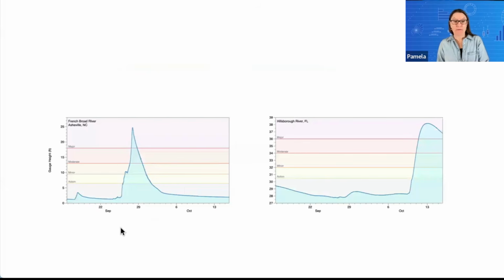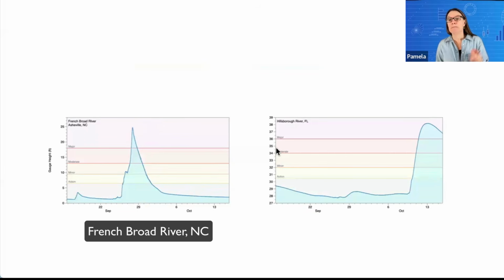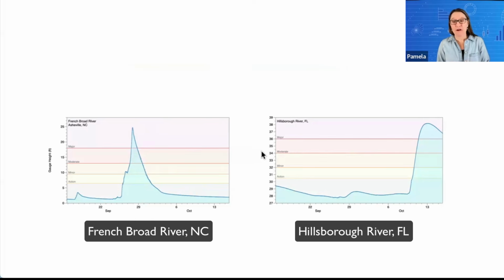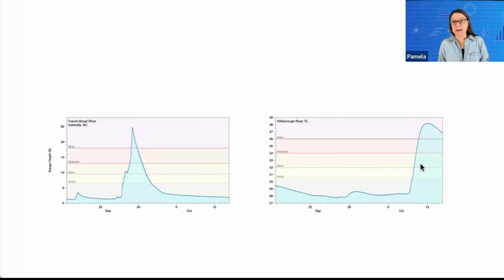Here I have two images that I did make in DataGraph showing a very similar representation of data, but I have two different rivers. On the left-hand side, we have a river in Asheville, North Carolina. On the right-hand side, that's Hillsborough River in Florida. And you can see a little bit from this. Maybe I should have updated this for the most recent data, but you'll see that in a moment.